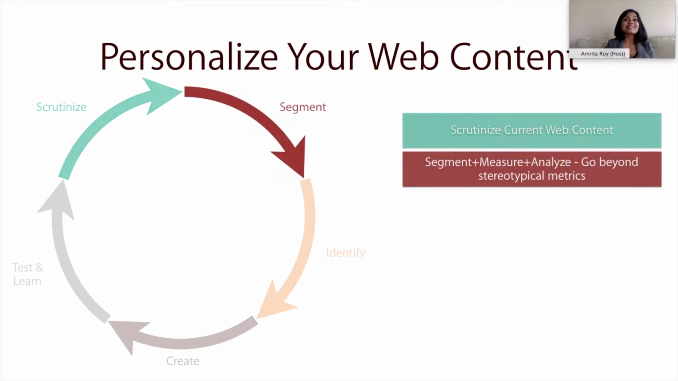The next part is segmentation. Analyzing and measuring go beyond the specific traditional metrics such as clicks and downloads. Rather, see how your individual segments are behaving and performing on your website.